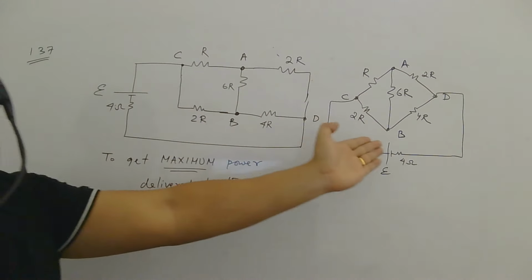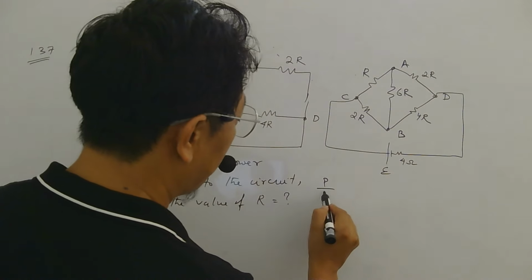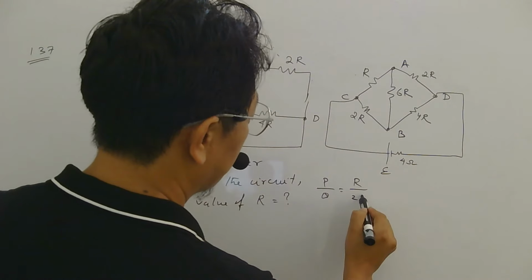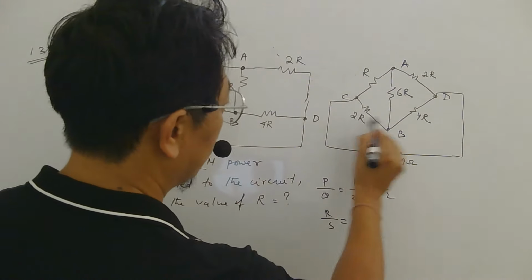So this circuit is actually this circuit. So now check whether this circuit is balanced or not. P by Q. Here it is R, here it is 2R. So P by Q is half. R by S is how much? 2R by 4R.